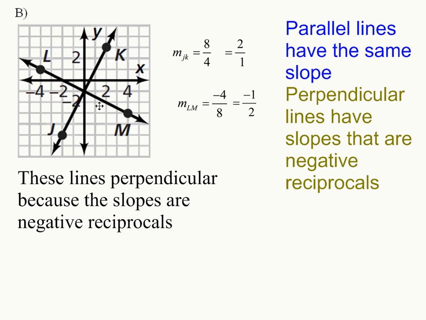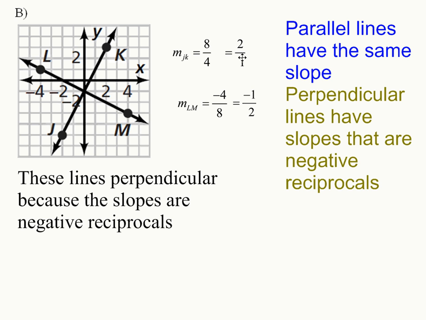The slope of line LM is going to be negative because it goes down from left to right. So we count how many units it goes down and over. It goes down 4 units and it goes over 8 units. And that gets reduced to -1/2. Remember before I said it's always a good idea to look at the reduced slopes. So let's make a determination.